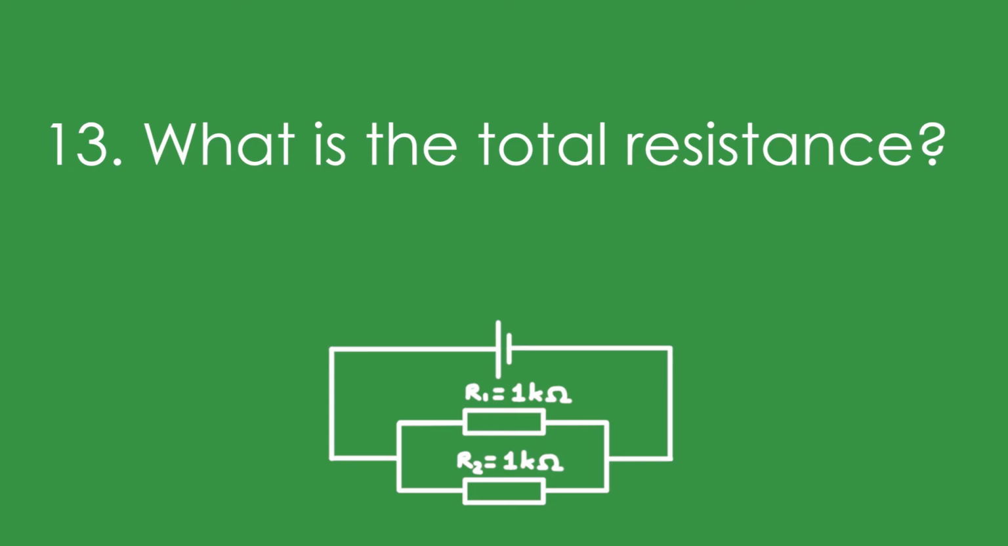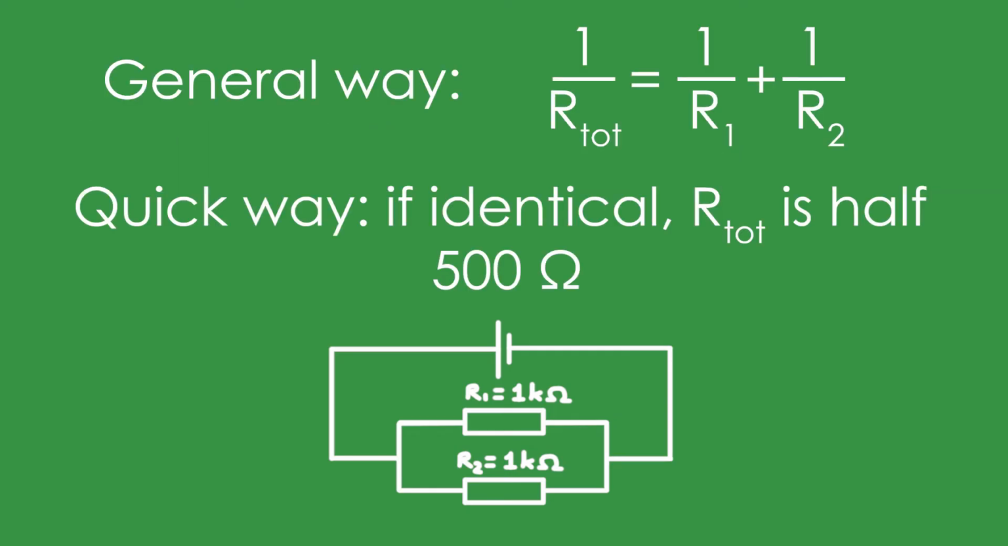13. What is the total resistance in this case? We have two 1 kilo ohm resistors in parallel. Okay, the general method is 1 over the total resistance equals 1 over R1 plus 1 over R2, but quite often you'll have two identical resistors in parallel. In that case, the total resistance is half one of them, so it's going to be 500 ohms.